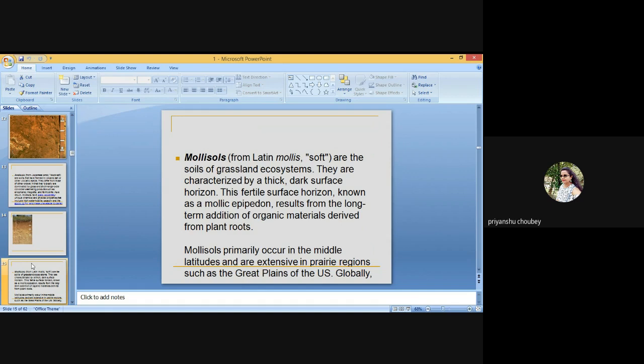Mollisols are the soils of a grassland ecosystem. They are characterized by a thick, dark, fertile surface horizon known as a mollic epipedon, resulting from the long-term addition of organic materials derived from plant roots. Mollisols primarily occur in the middle latitudes and are extensive in prairie regions.